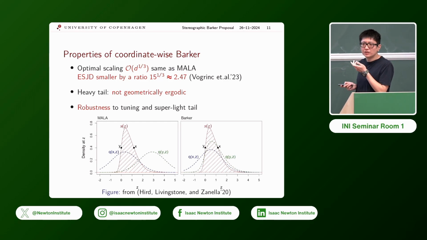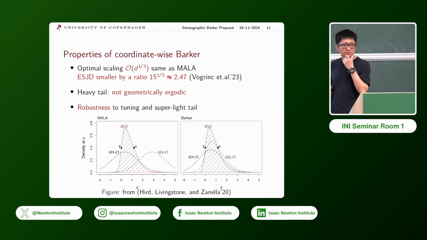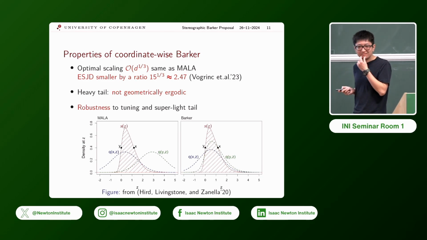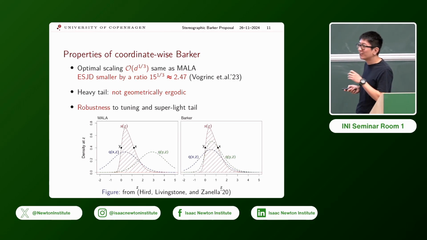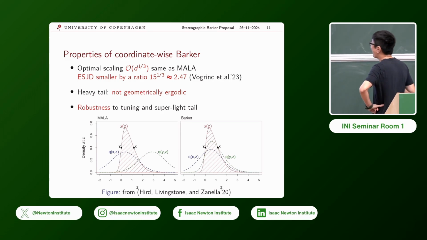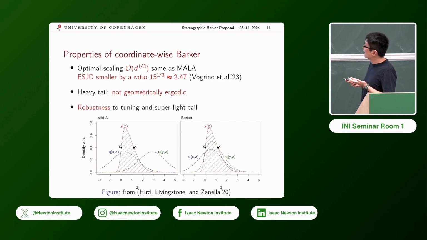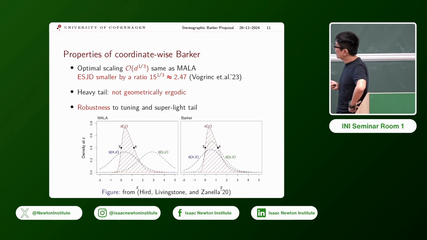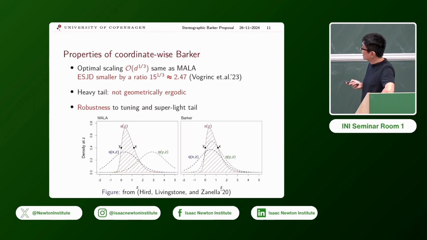I think he's also in the audience. No? Not today. Oh, not today? Oh, yeah. Sorry. So this picture basically shows what's the difference between the Mala and the Barker for the proposal part of it. So suppose the current location of the Markov chain is X, and it has a proposal density called QXZ, and it generates a proposal called Y.